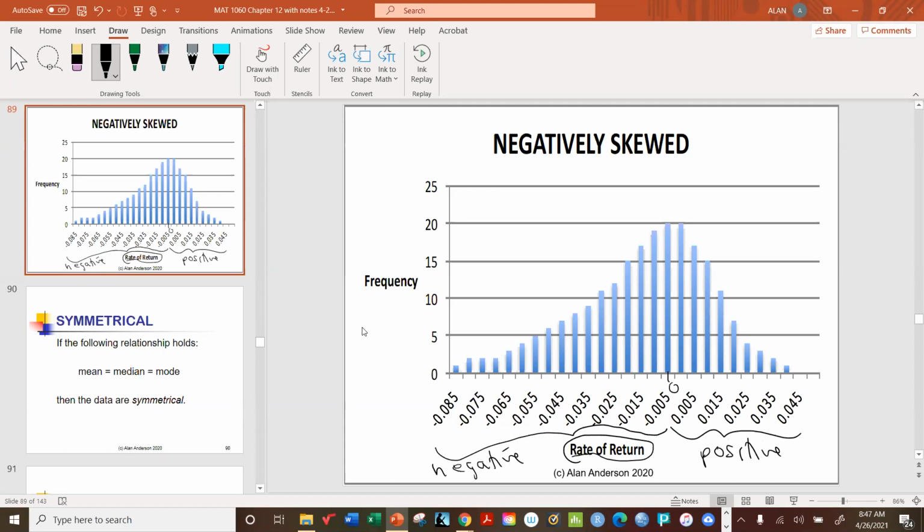So the mean, let's say it's hard to tell just by looking at this. The modes are up here. There's actually 2 modes because they're equally likely. Let's say the median is right about here, and I'm guessing to a certain degree. And let's say the mean is way down here somewhere. The reason why the mean is so low is because of all these large negative returns down here.